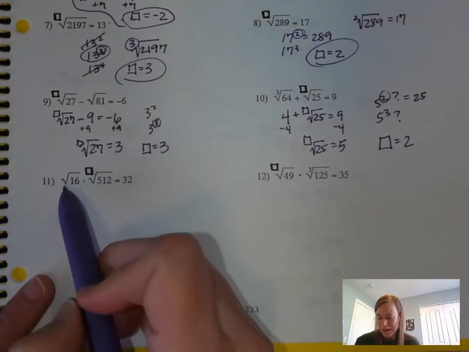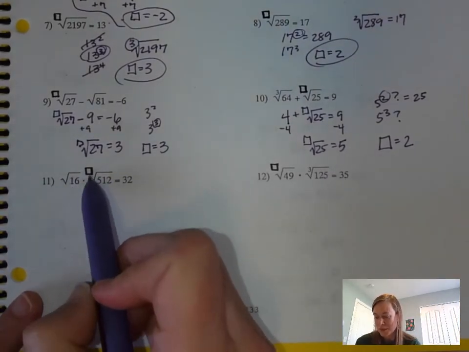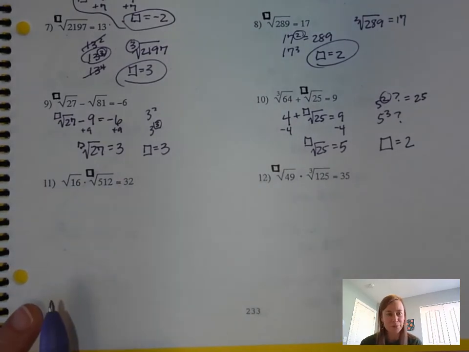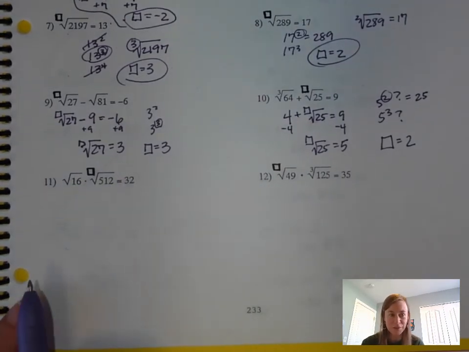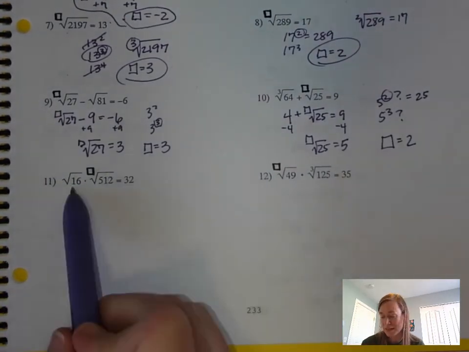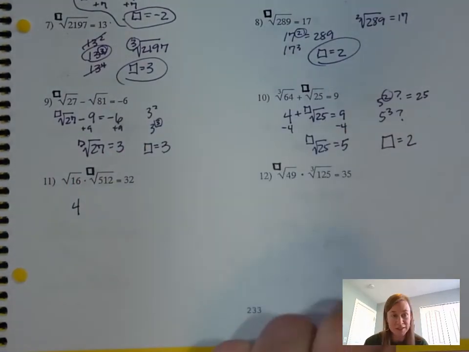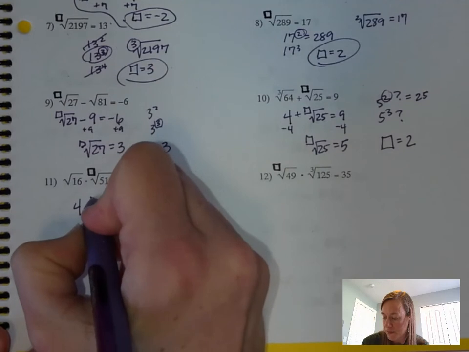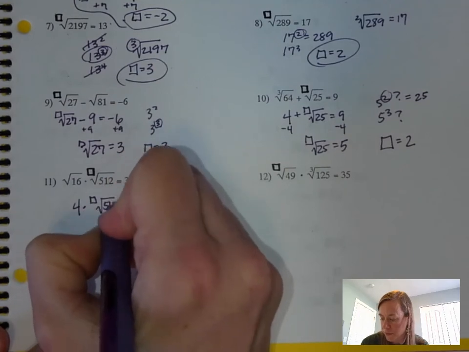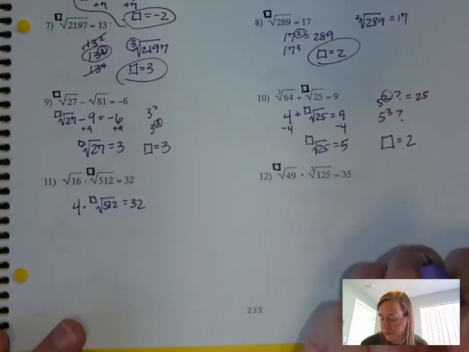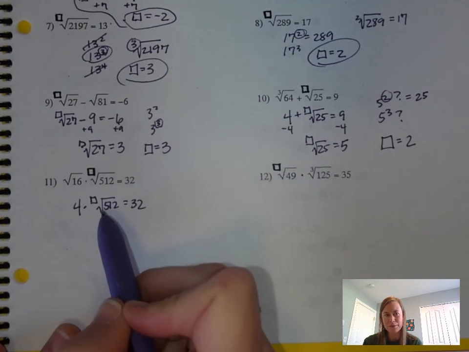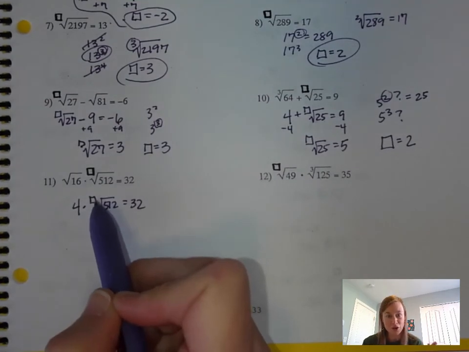This time we're multiplying. Square root of 16 times mystery root of 512 equals 32. Again, we're going to simplify whatever we can simplify. In this case, the square root of 16. So that's going to become a 4, because 4 is the square root of 16, times the mystery root of 512 equals 32. Okay, now we need to get this guy by himself, because this is where the unknown is.